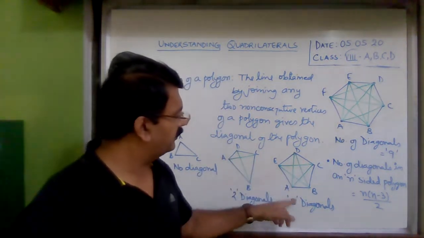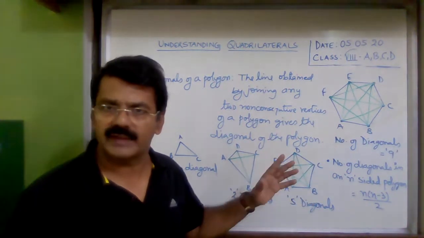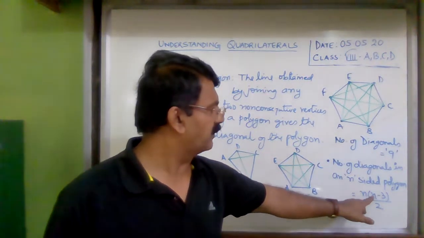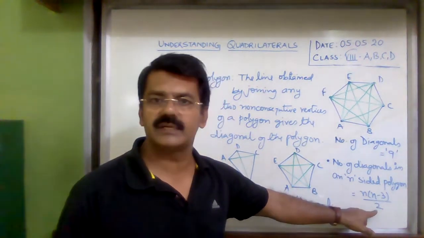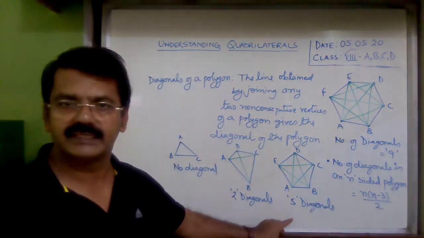Now, if we talk about a pentagon, how many sides are there? 5 sides are there. So, in place of n, if you write down 5, so 5 minus 3 is 2. This 2 is cancelled with this 2. Only n is equal to 5. So, you see 5 diagonals are there.